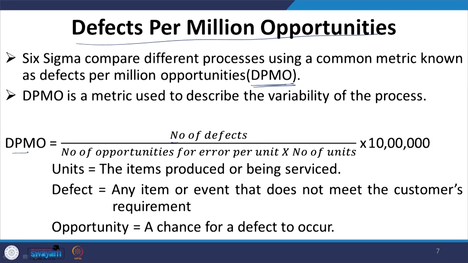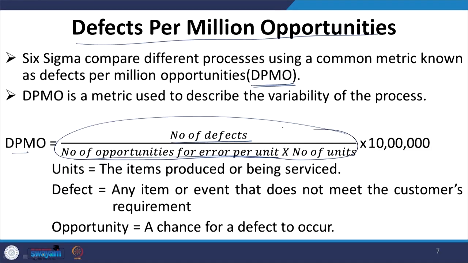One is total number of defects, how many total number of defects are there, then number of opportunities for error per unit. In a particular product, in a particular unit, how many opportunities of defects are there. Like I am wearing this shirt, there may be some 4-5 opportunities of defect. Maybe these buttons are not properly stitched, maybe the fitting is not appropriate, maybe the colors are not appropriate, maybe the collar is not properly designed. So these all are the opportunities of defect. So number of opportunities for error per unit into number of units. So this is the formula.